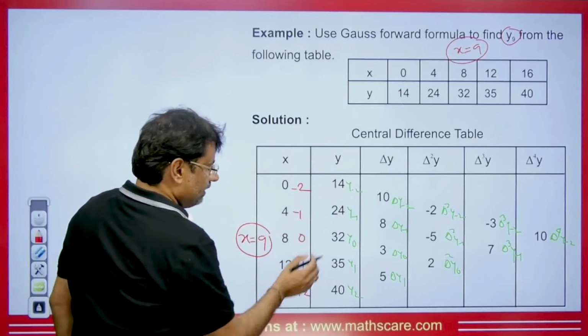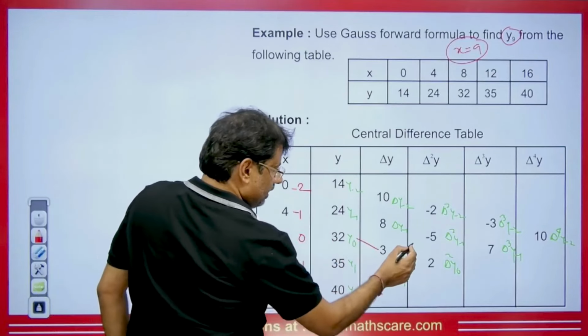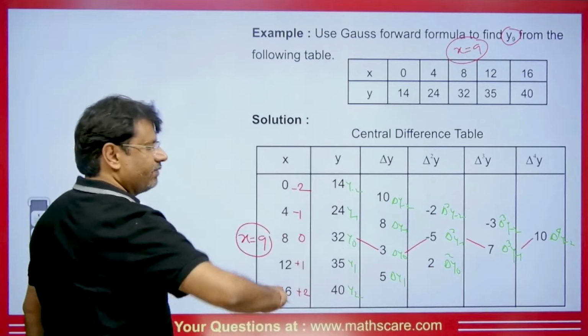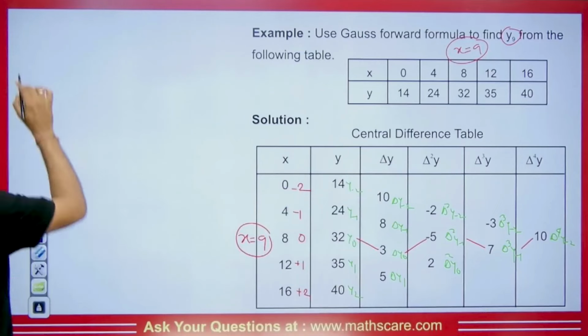So now let's move ahead. What do we have here? We have y0, and in the forward direction it moves like this. Then it goes like this, and it goes forward like this. Now I will tell you the formula for this. Watch this carefully. This is important for you.